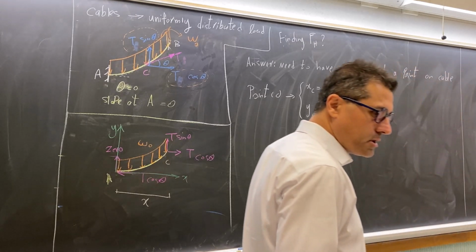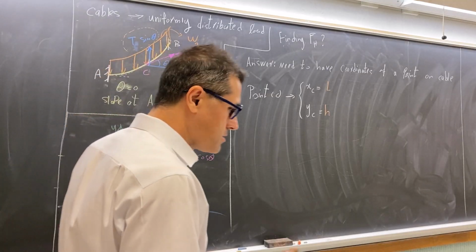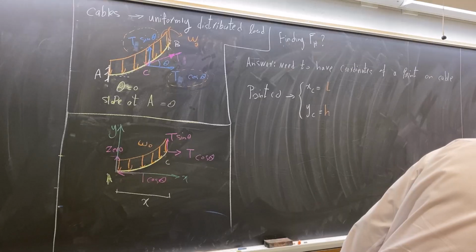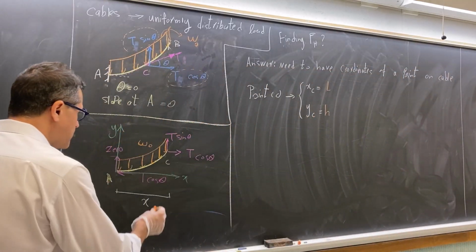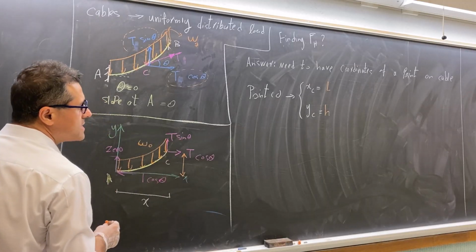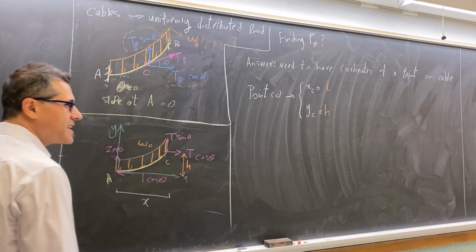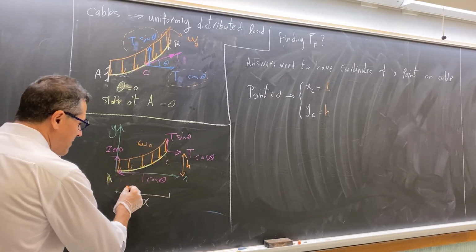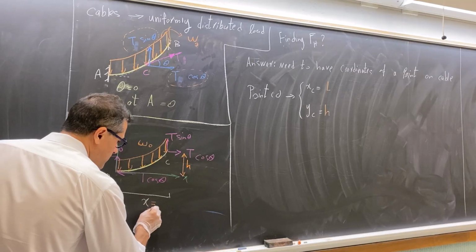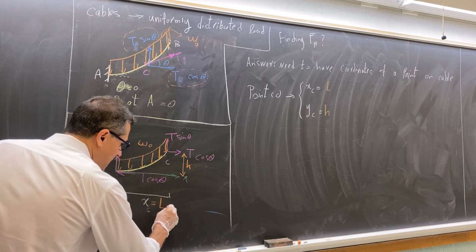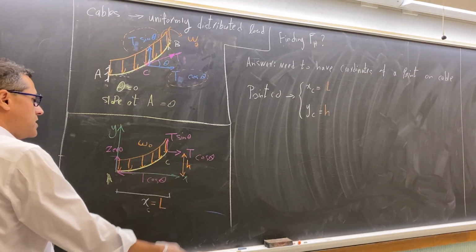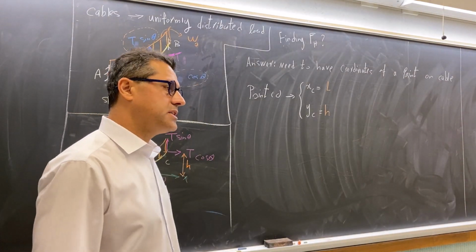Dark green. No, we already have it. Orange. Okay, orange. So point C, this is Y for point C. We assume it is given in the question and it is H. And for point C, we assume X for point C is given in the question and it is L. So for example, L is 10 feet, H is 2 feet. It is given in the question.